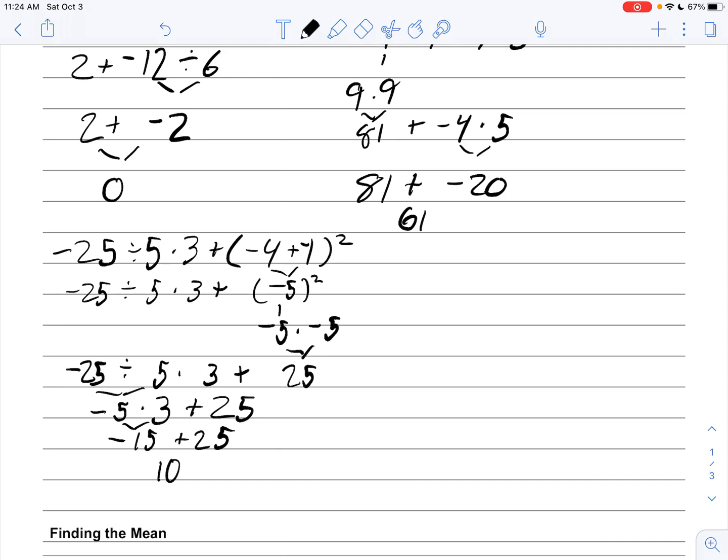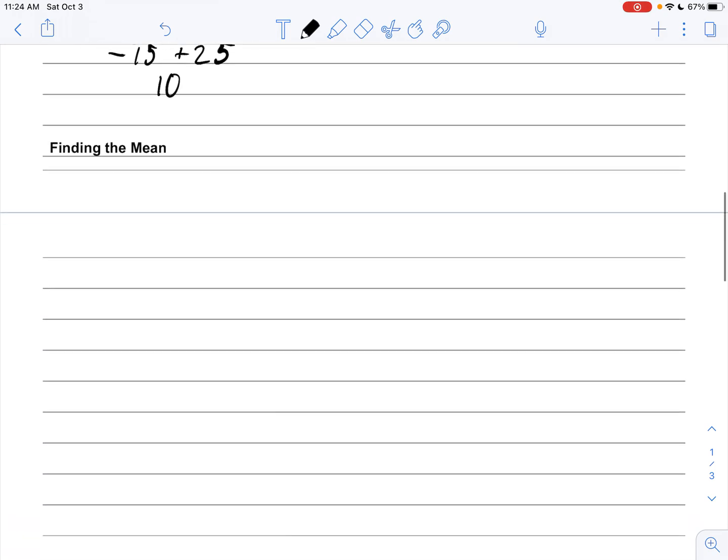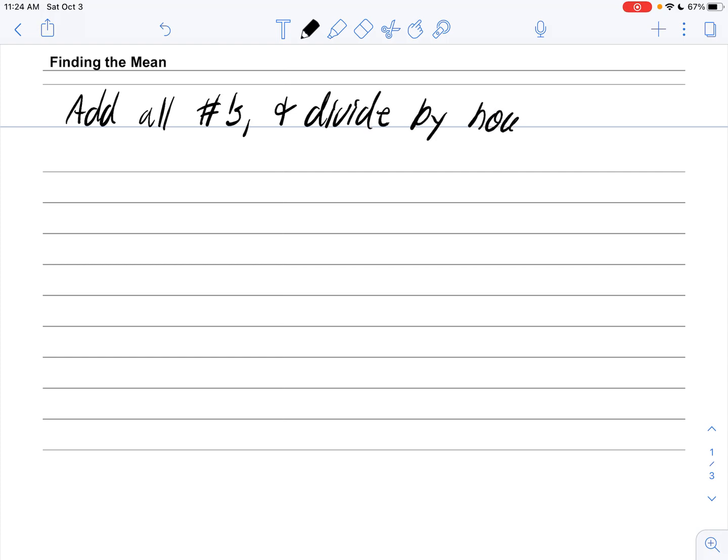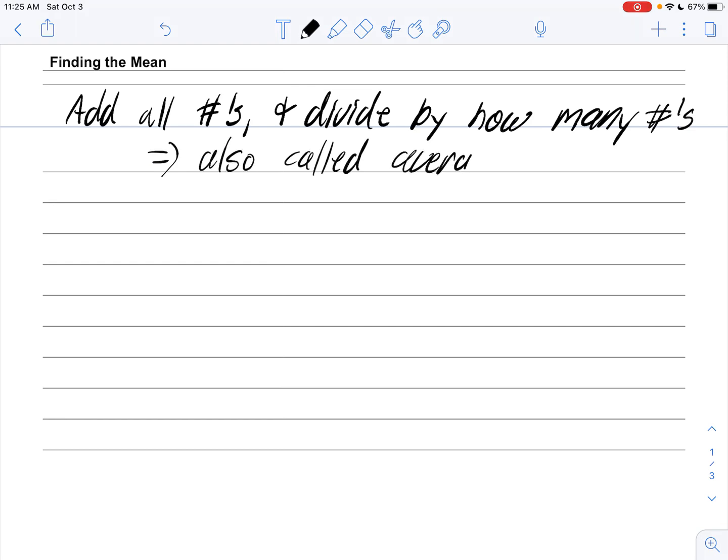The last thing I want to show you with order of operations is how to find the mean. So when we're finding the mean, this mean is the same as the average. And to do that, we're just going to add all the numbers. And then we're going to divide by how many numbers there are. Okay? This can also be called the average.